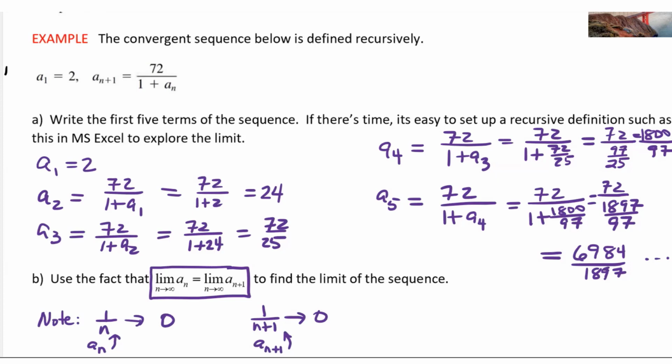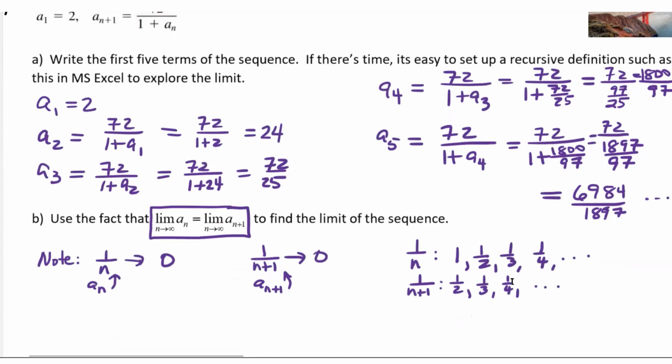Another way of saying that is if you take a sequence and you chop off the first term, like if you take the 1 over n sequence, it starts with 1, then 1/2, then 1/3, then 1/4, and so on. If you take 1 over n plus 1, you're chopping off the first term. So you're at 1/2, 1/3, 1/4. You're still going to converge to the same place, even though you're just missing that first term. It has no effect on the end of the sequence. Okay, so that's what they mean when they say this.